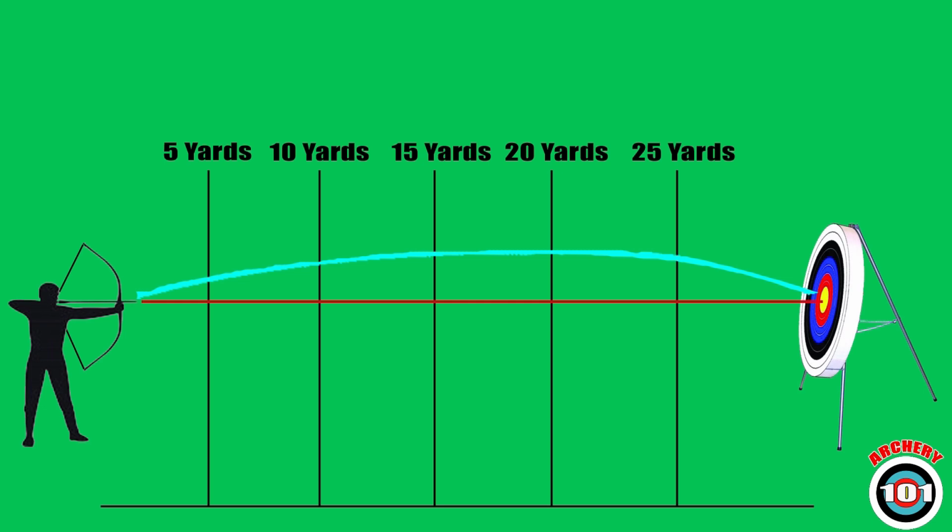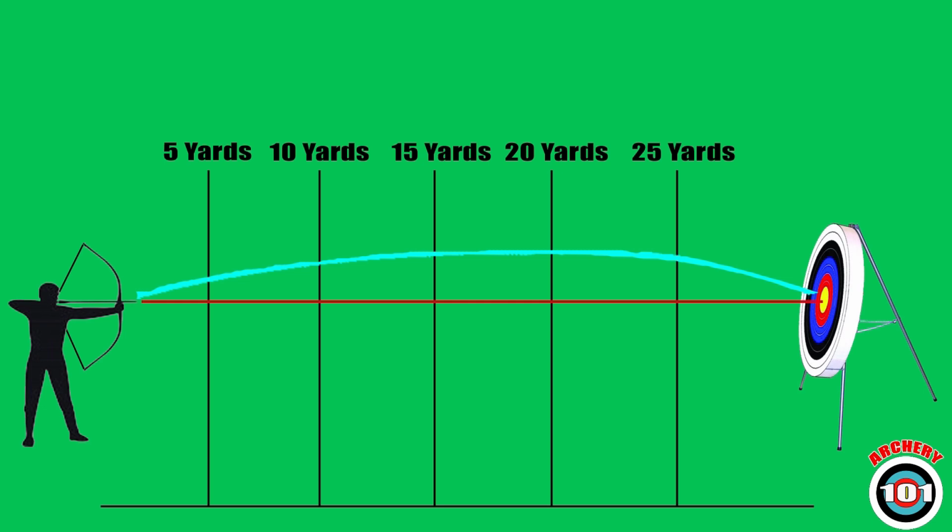What a gap shooter does is they find the difference from where the arrow is pointing and the trajectory at different distances. Most archers will break it down into 5-yard increments. And how do they find that difference? Well, I'm going to show you that in another video. But today, let's just focus on what it is.